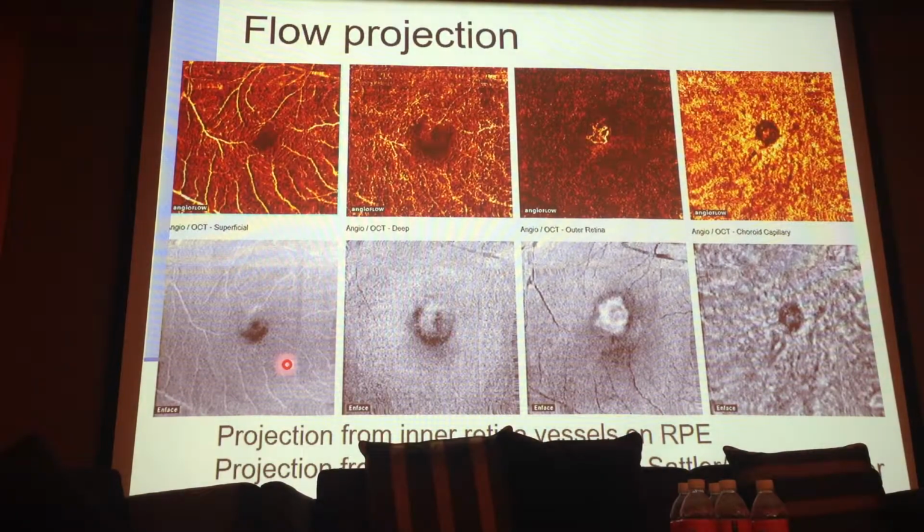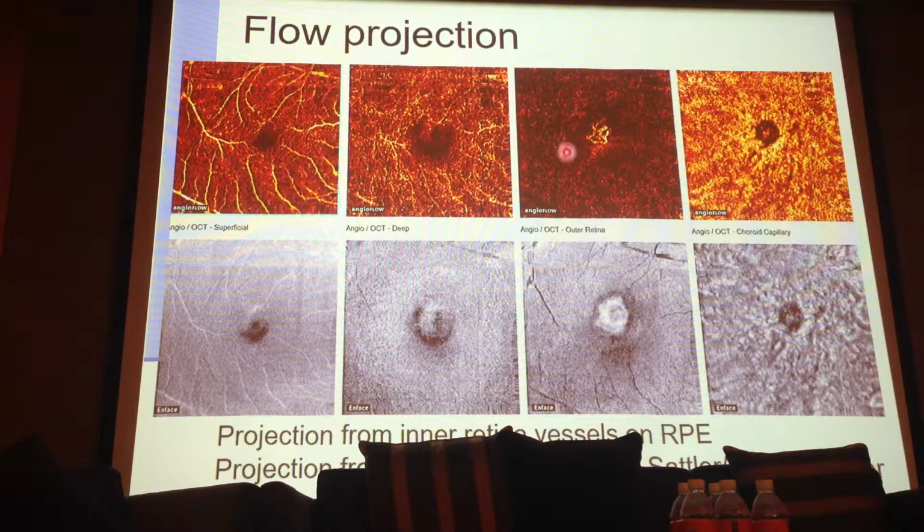And yesterday, we talked about the flow projection. Okay, this is a case of the CNV. Look at the superficial and deep capillary plexus, looks good. In the outer retina, there's some flow inside the outer retina. Yes, it is CNV.